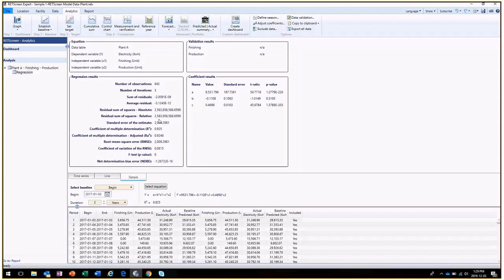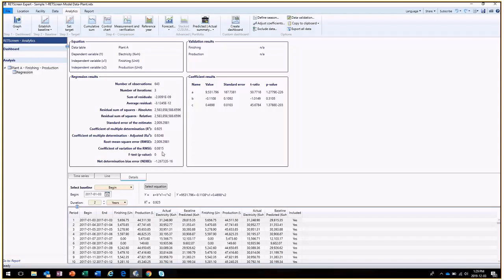The coefficient of variation of the root mean squared error, or CV-RMSE, shown here, is a measure of uncertainty within the model and can be a more useful measure than R-squared when determining confidence in the savings quantified using a facility baseline model. The lower the CV-RMSE, the less uncertainty there is in the predicted results. A value of 0 would indicate the predicted values are a perfect fit to the data.